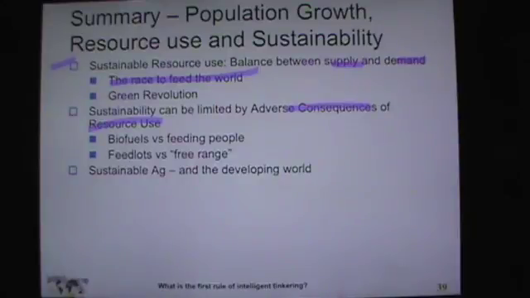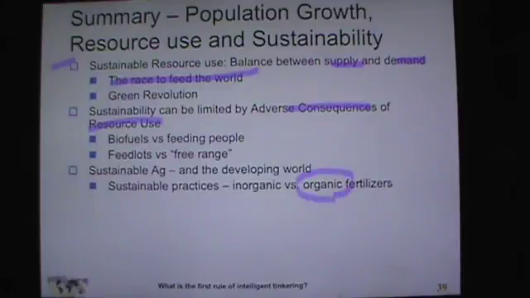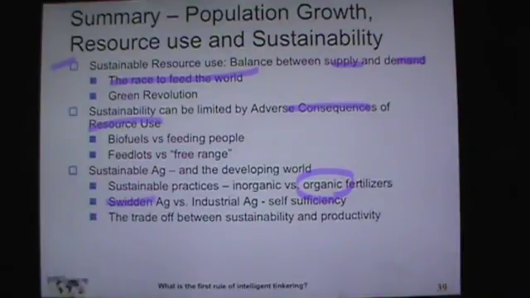Sustainable agriculture and the developing world. How is it done? Sustainable practices. Sometimes organic fertilizers might be better if you can get enough of them. Swidden agriculture versus industrial agriculture, and that self-sufficiency idea. And there's a trade-off between sustainability and productivity.